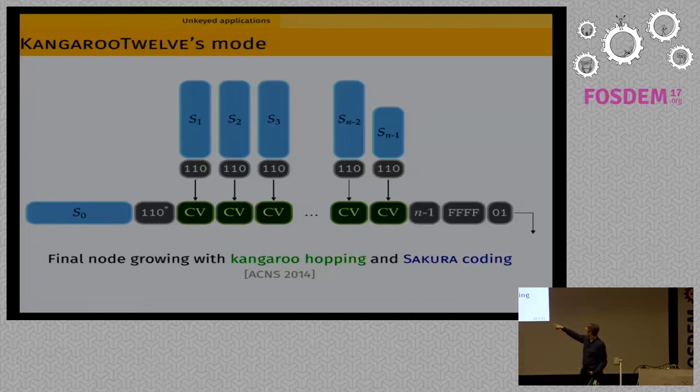All these values, 110, 110 star, and so on, come from Sakura coding, which we defined. And the idea is that as soon as we use Sakura coding, then generically we know that our mode is secure. It's proven that there is no problem on the mode side. If there is a weakness, it has to come from the permutation reduced to 12 rounds. But the cryptanalysis that has been done on Keccak so far still applies to KangarooTwelve. So we rely on this, and we somehow inherit all the cryptanalysis that has been done on Keccak and apply it to KangarooTwelve.